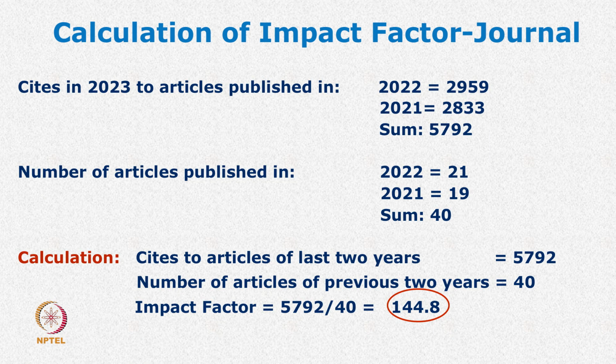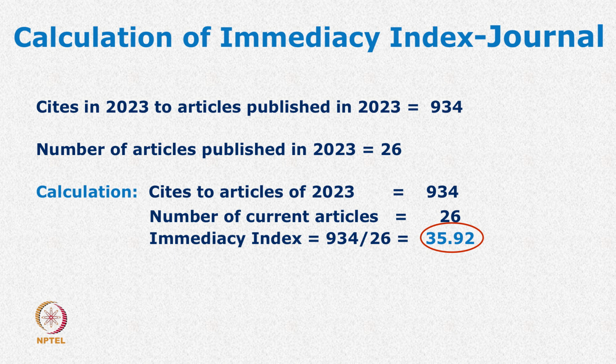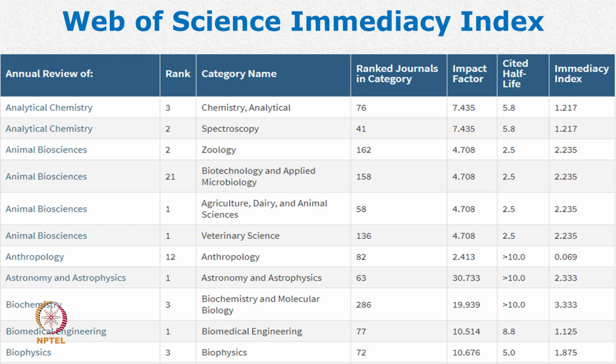Here is an example: the total number of citations received in 2023 to the papers of 2021 and 2022 is 5792, and the number of papers in these years is 40. So, the calculation is simple. The total number of citations received divided by the total number of papers becomes the impact factor of the journal. This screen is self-explanatory if we want to understand the immediacy index calculation of a journal. Immediacy index is readily available from sources like the Web of Science, as you can see in this slide.